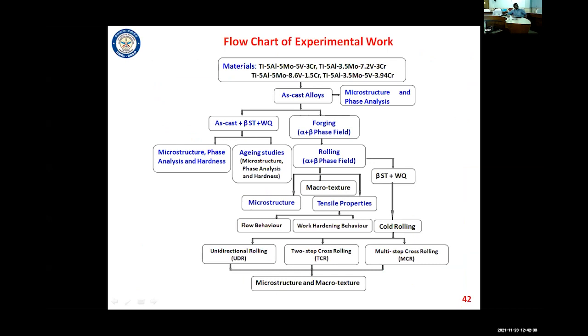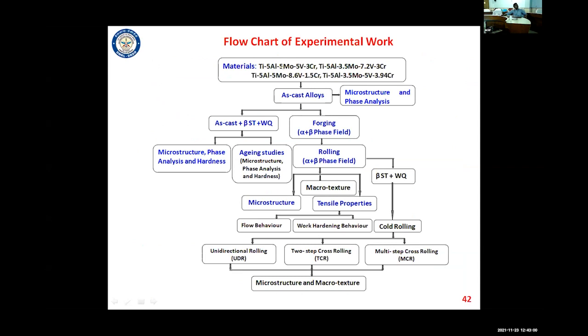Now I'll present the flow chart of the experimental work plan. As I mentioned, this is the Ta253, which is already available in the literature, and also 3 other alloys. I have designed these from this alloy by keeping the molybdenum equivalent constant with different combinations. I have not changed the alloying elements; I have changed the amount of alloying element.